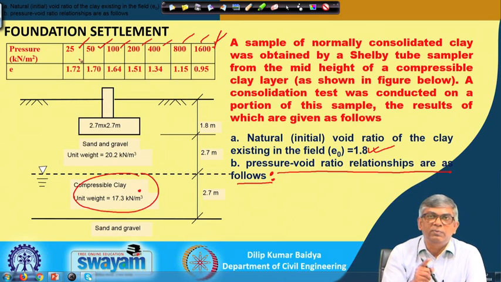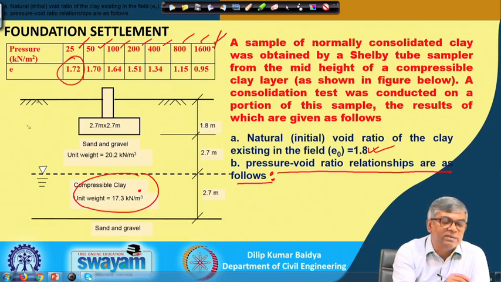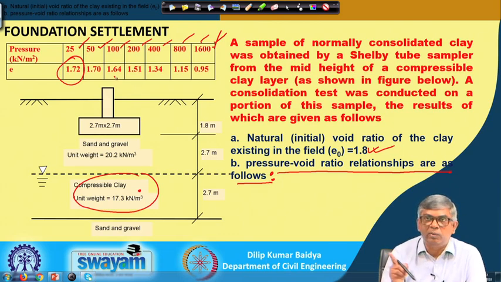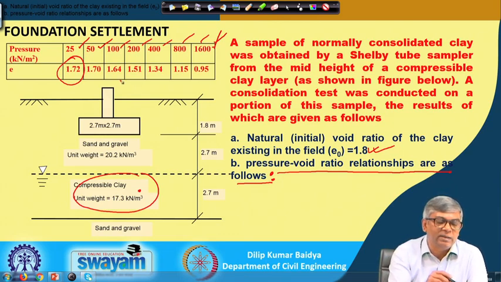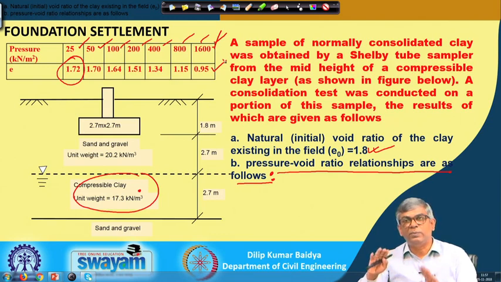When the 25 kilonewton per meter square pressure is applied, the corresponding void ratio is 1.72. When 50 is applied, the corresponding void ratio is 1.7, and likewise for 100, where the void ratio given is the one at the end of the loading. So, from 25 to 1600 the pressure varied, and for that e versus P is given.